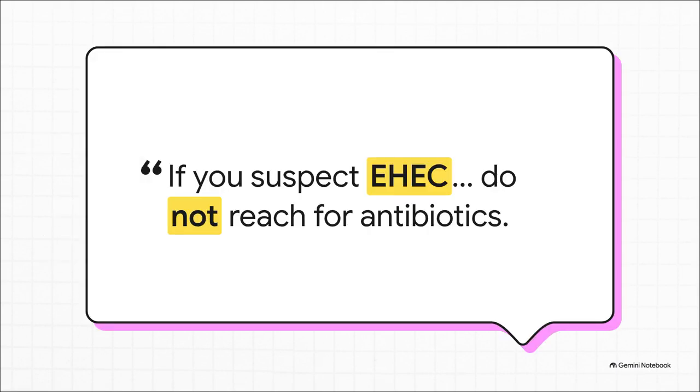But here is a clinical pearl you absolutely must commit to memory. If you have a patient with bloody diarrhea and you ever suspect EHEC, specifically the O157:H7 strain, do not reach for antibiotics. If you kill the bacteria, they release massive amounts of Shiga toxin all at once, which actively increases the patient's risk of developing deadly hemolytic uremic syndrome. It's a classic exam trap and a very real critical warning.